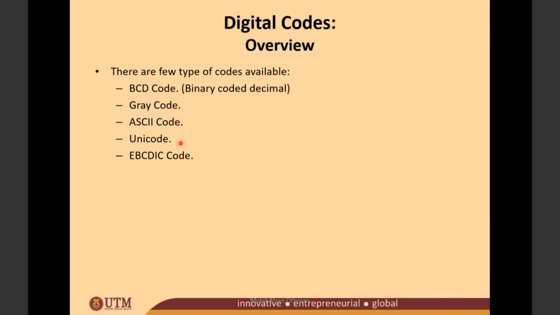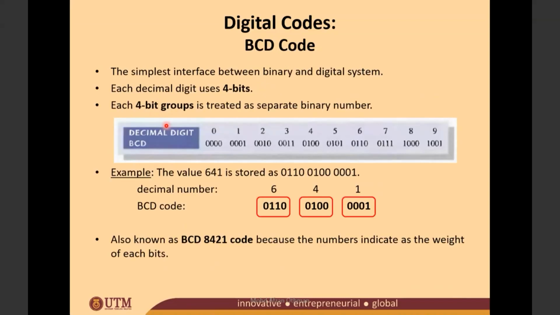Okay, then we have a Unicode. Yang ni pun sama juga, similar to ASCII code, tapi dia punya character lagi banyak lah. Which is it can support the Chinese character, Arabic character, and etc. And then we have last but not least EBCDIC codes. Yang ni pun another alphanumeric codes. Okay, let's look at the first digital code that we're going to look at.